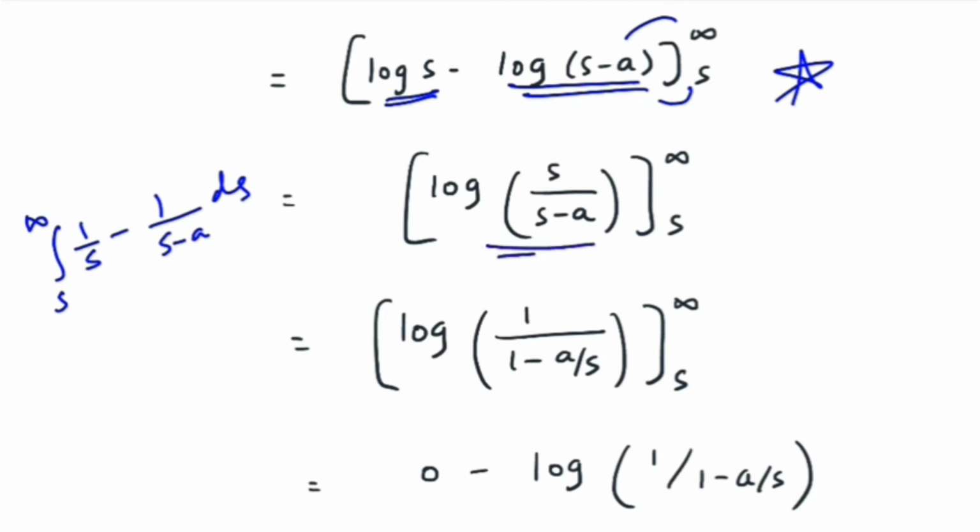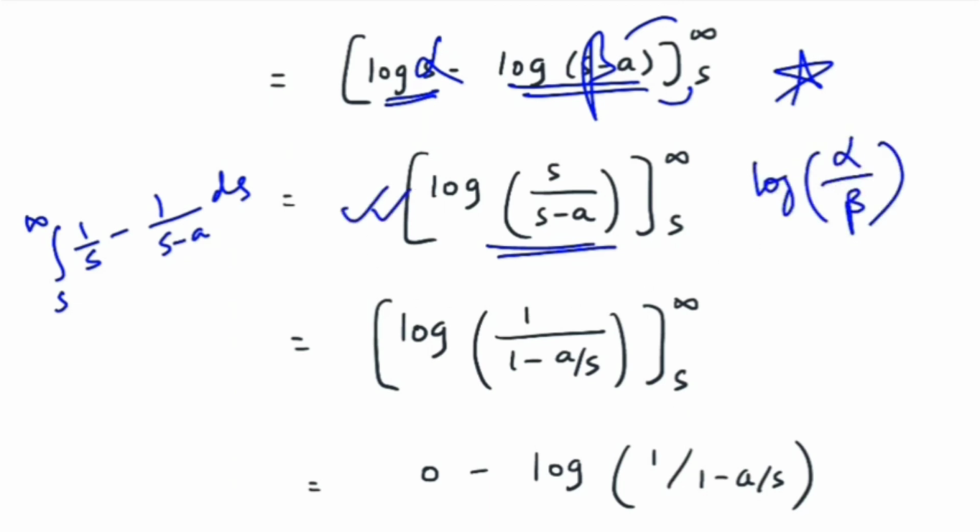So according to the log properties, or law of logarithms, if I have log of alpha minus log of beta, I can write it as log of alpha over beta. So it would be log of s by s minus a. Still you cannot substitute infinity straight away. You will get log of infinity over infinity, which is undefined, right? So for that you have to perform one more step.